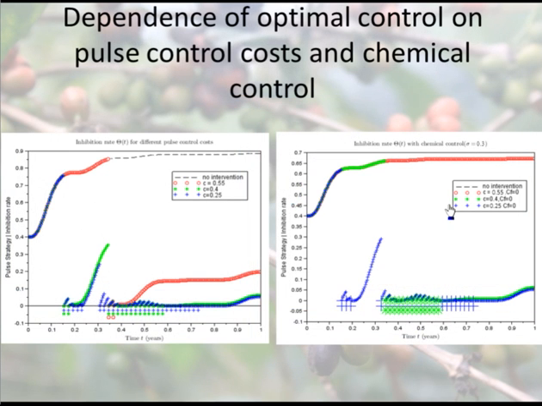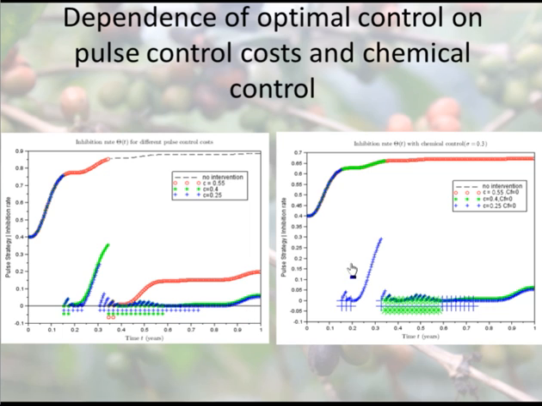And that makes sense. This case is looking at 3 cases for costs of pulse control. In this case, the final cost is 0 in all of these cases. And you can see that the larger the cost of discrete intervention, the less intervention takes place. Again, for the red, the only intervention takes place at these 2 times. And as the cost goes down, more intervention is used.